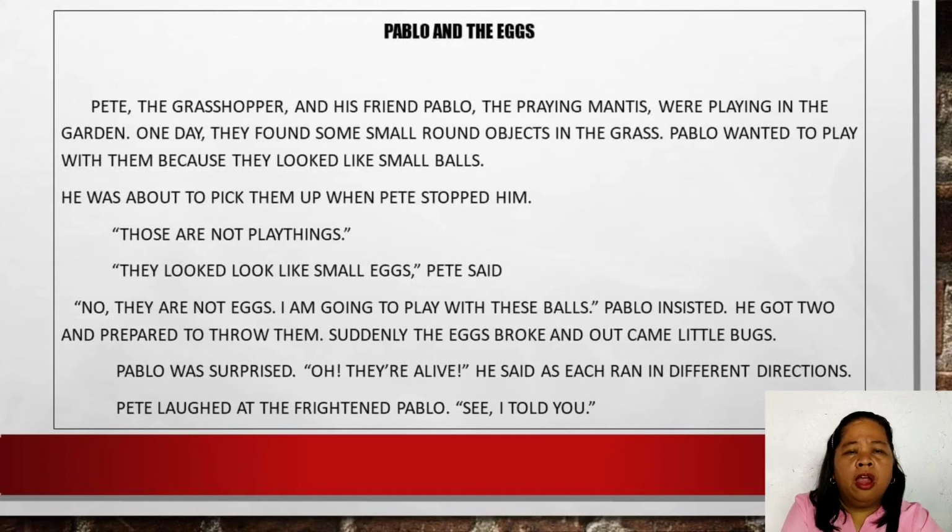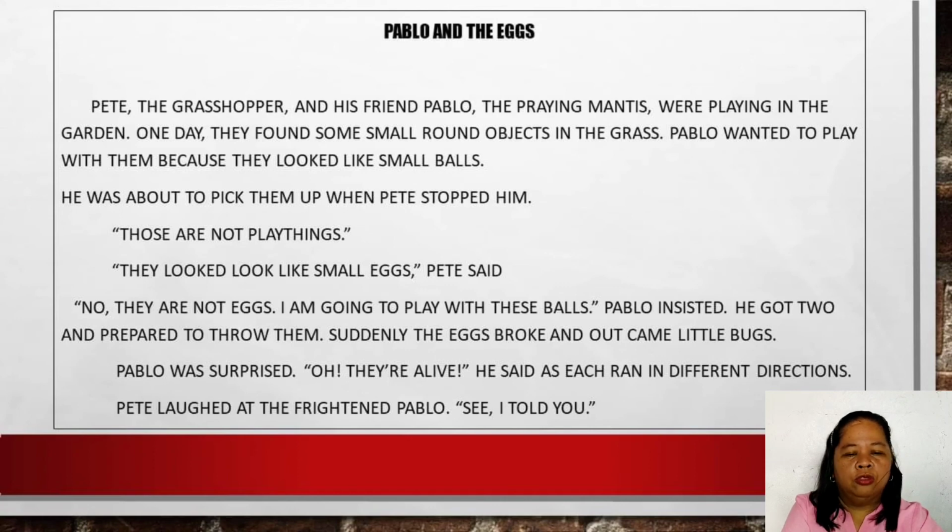"No, they are not eggs. I am going to play with these balls," Pablo insisted. He got two and prepared to throw them. Suddenly, the eggs broke and out came little bugs. Pablo was surprised. "Oh, they're alive," he said as each ran in a different direction. Pete laughed at the frightened Pablo.